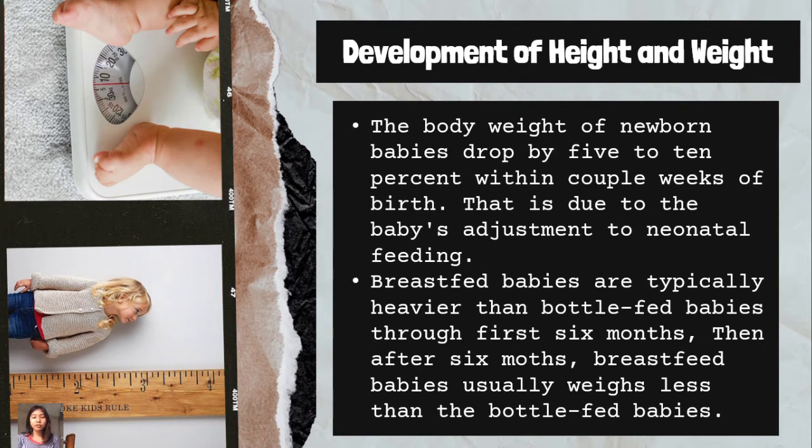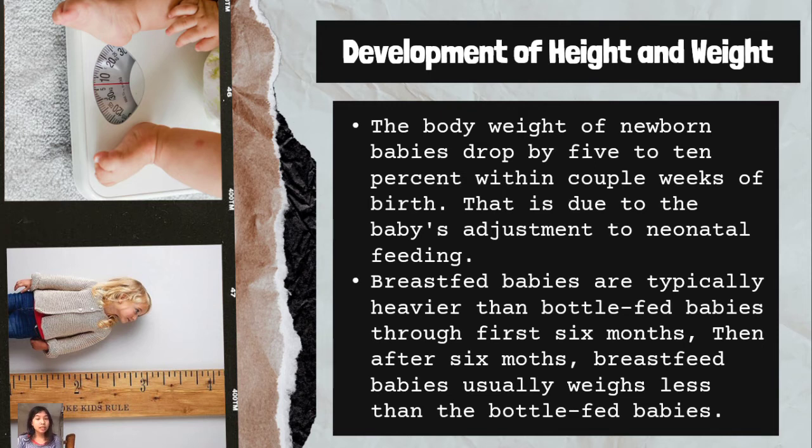The body weight of newborn babies drops by 5 to 10% within a couple of weeks of birth. That is due to the baby's adjustment to neonatal feeding. But when they adjust to sucking, swallowing, and digesting, they will grow rapidly. Breastfed babies typically weigh heavier than bottle-fed babies during the first 6 months. One likely reason for this is that breast milk is a dynamic and ever-changing food composed of the exact nutrition a baby needs at that stage.